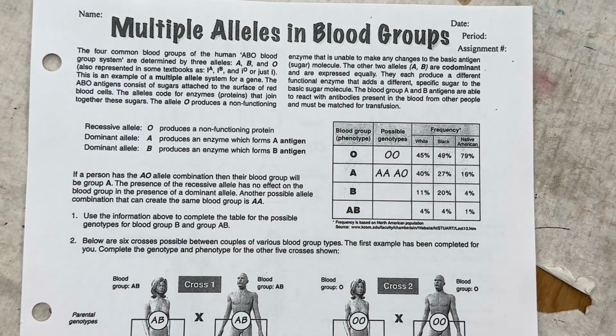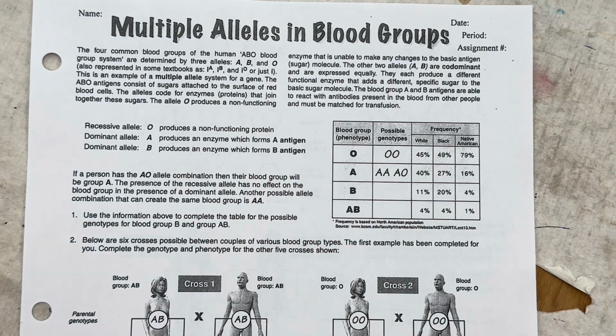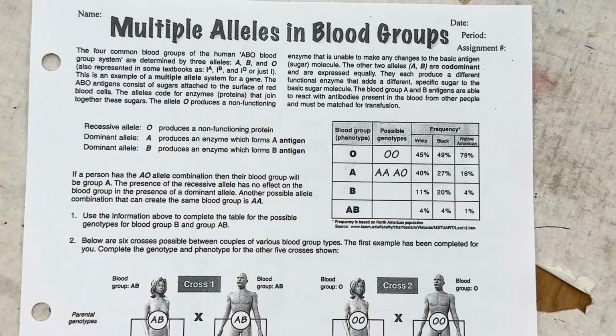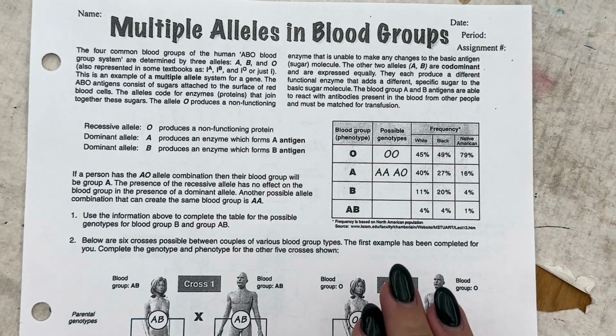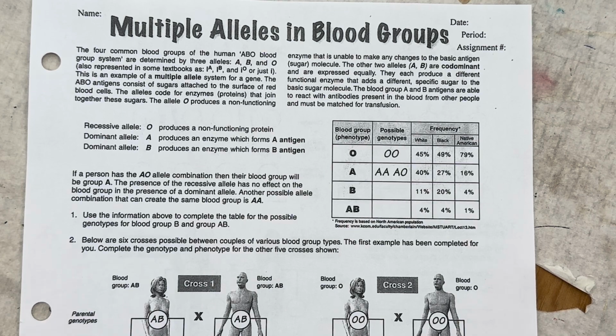Okay, so our video today is going to cover what we call multiple alleles, and it's in the context of the example of human blood type or blood groups. So multiple alleles is when we have more than two alleles present in our population. So there's going to be more than three possible phenotypes. So let's take a look at blood typing.